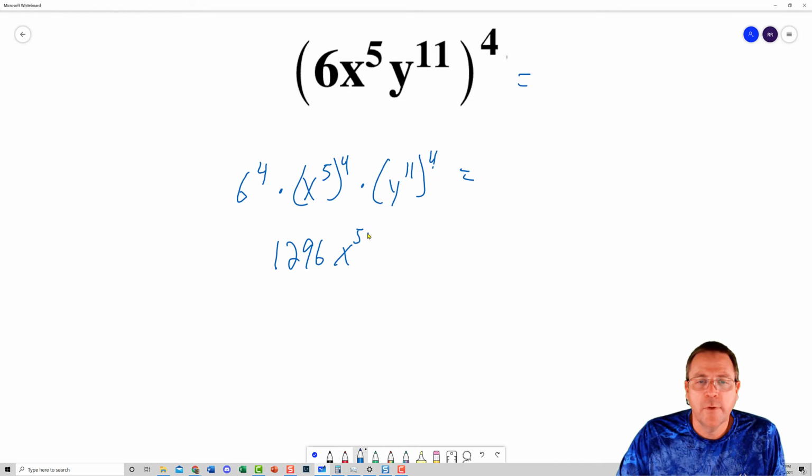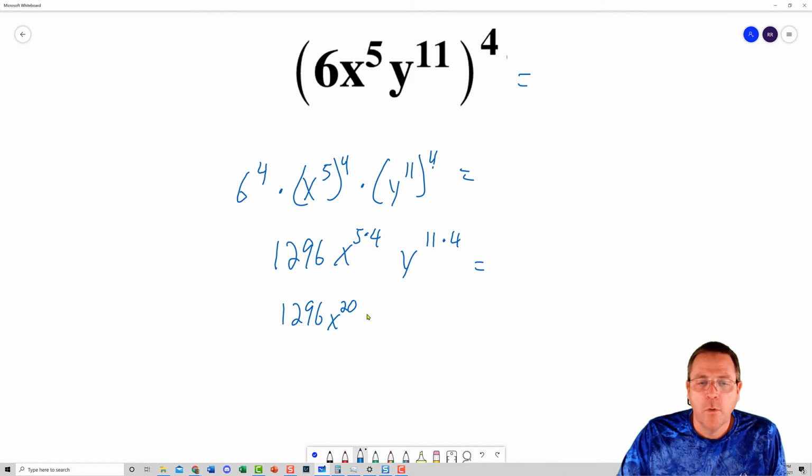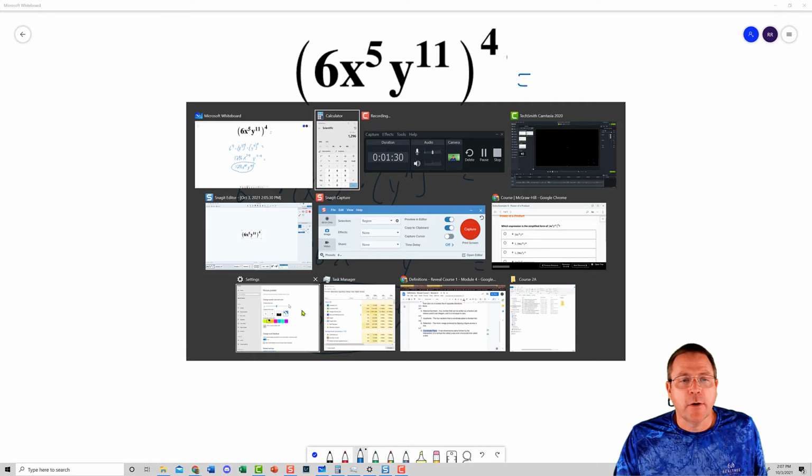X to the 5th times 4, y to the 11th times 4, and when you finish it up, you get 1,296. X 5 times 4 is going to be the 20th. Y 11 times 4 is going to be 44, and that is going to end up being your final answer.